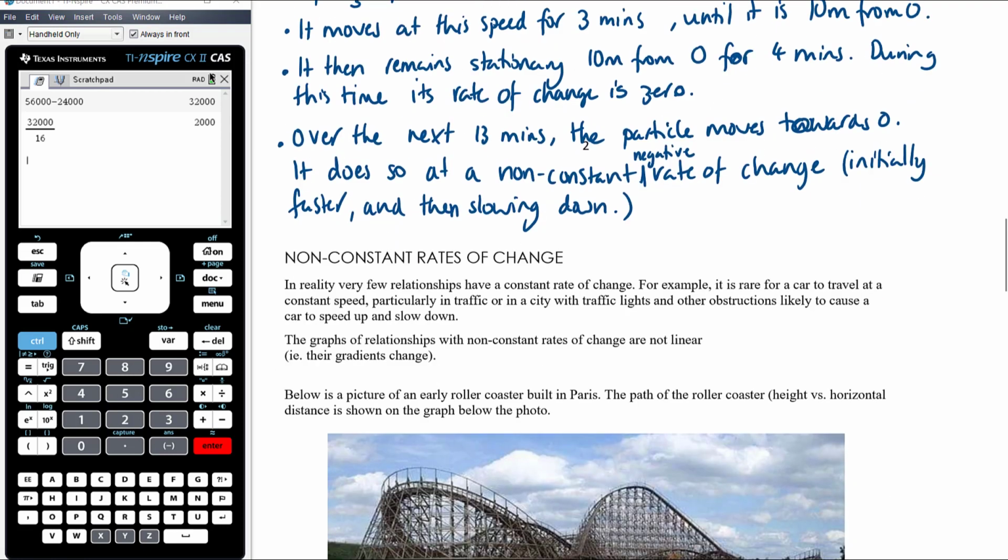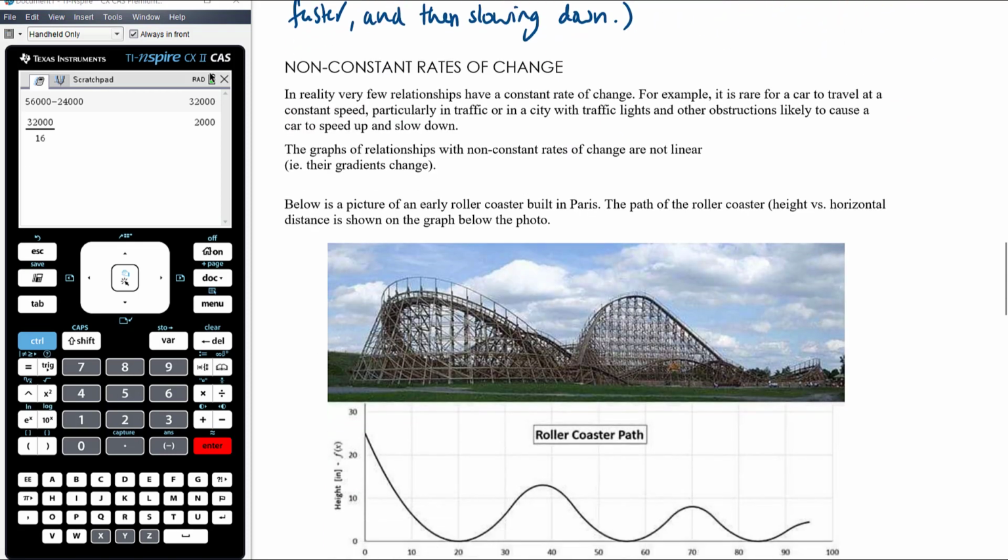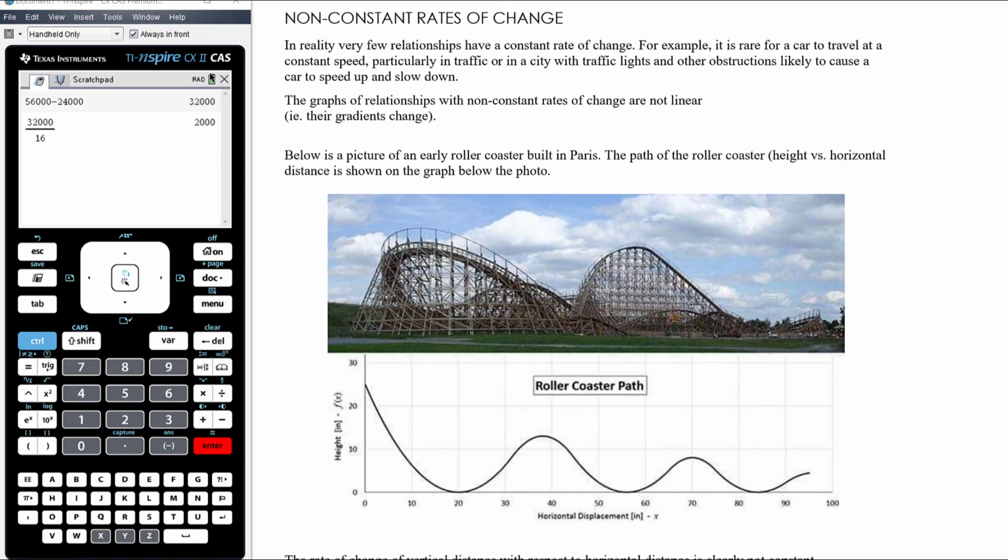Okay, so let's think more about non-constant rates of change. In reality, very few relationships have constant rate of change. For example, it's very rare for a car to travel at a constant speed, particularly in traffic or in a city with traffic lights, and other obstructions likely to cause cars to slow down and speed up. So the graphs of relationships with non-constant rates of change are not linear, and that is that their gradients change. If we were to draw a graph of the rate of change, for most situations we're not going to be drawing straight line graphs.